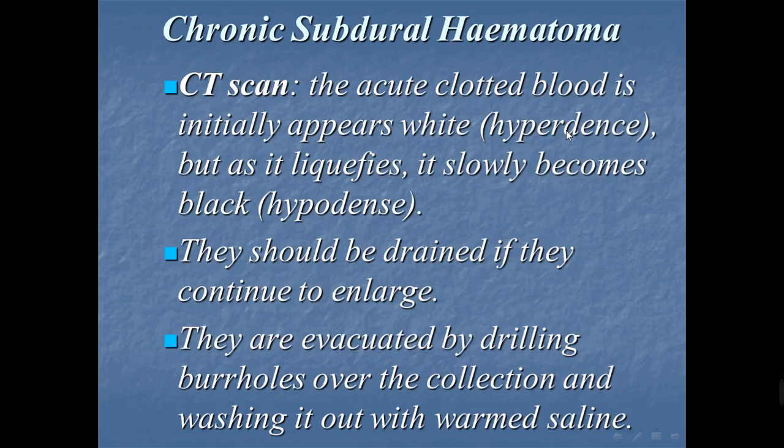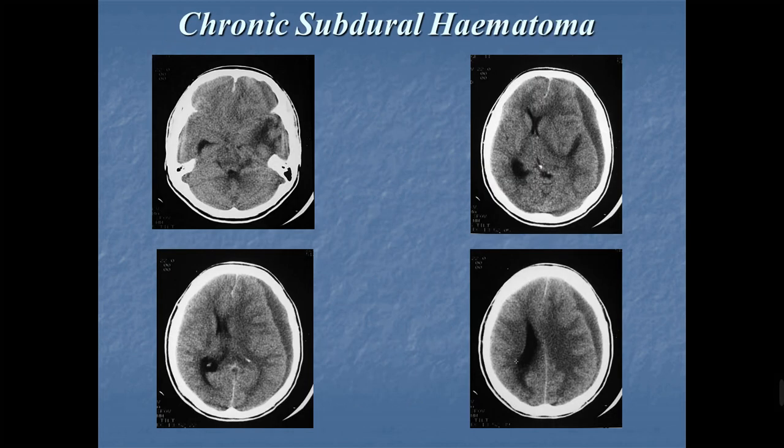Now, they should be drained if they continue to enlarge, mainly if they present with features like hemiparesis. They are evacuated by drilling boreholes over the collection and washing it out with warm saline. So the treatment here is by boreholes. There is no need for craniotomy, because they will stop by just this washing with warm saline. They will stop by themselves. This is a case of chronic subdural hematoma, on the left side, crescent shape along the whole side of the brain.